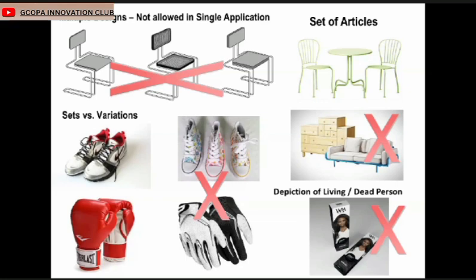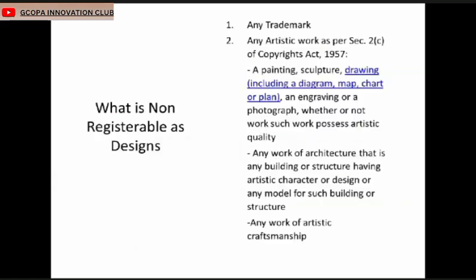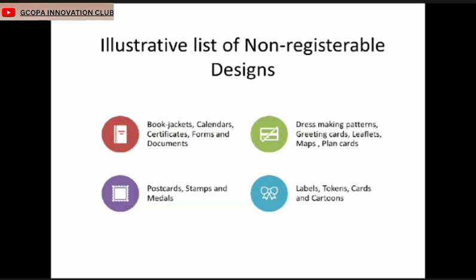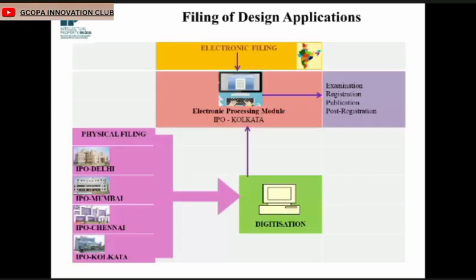And moreover, variation in the set is not allowed. Normally, a pair of gloves comes with one unit for the left hand, the other one for the right hand. If you bring in variation there and bring two individual units, both the units having different design, or both the units belonging to one single hand only, then such variations are not allowed. Depiction of a living or dead person is also not allowed under design registration. So all the trademarkable and copyrightable content are not registrable under designs. Non-registrable designs include calendars, certificates, postcards, greeting cards, maps, labels, cartoons, etc.